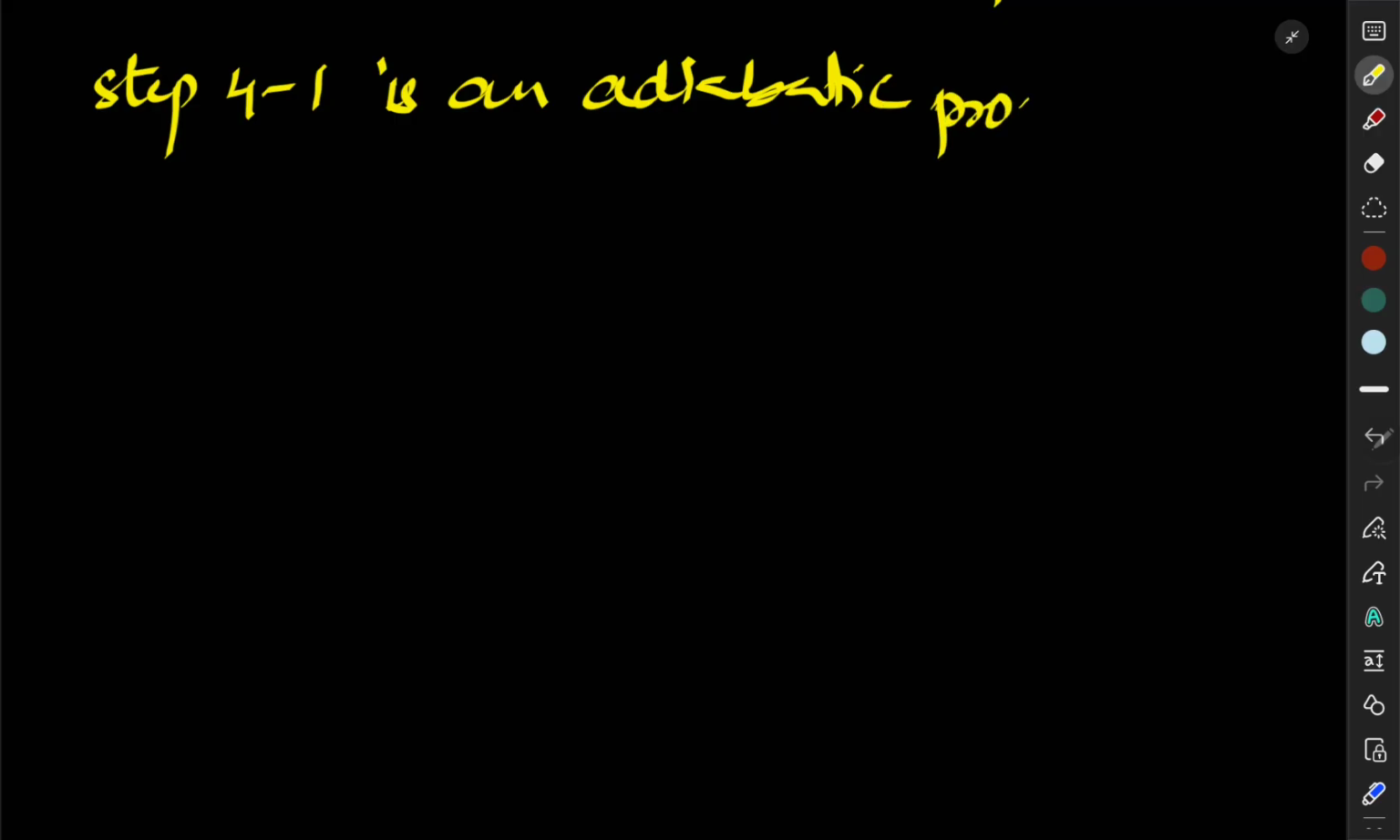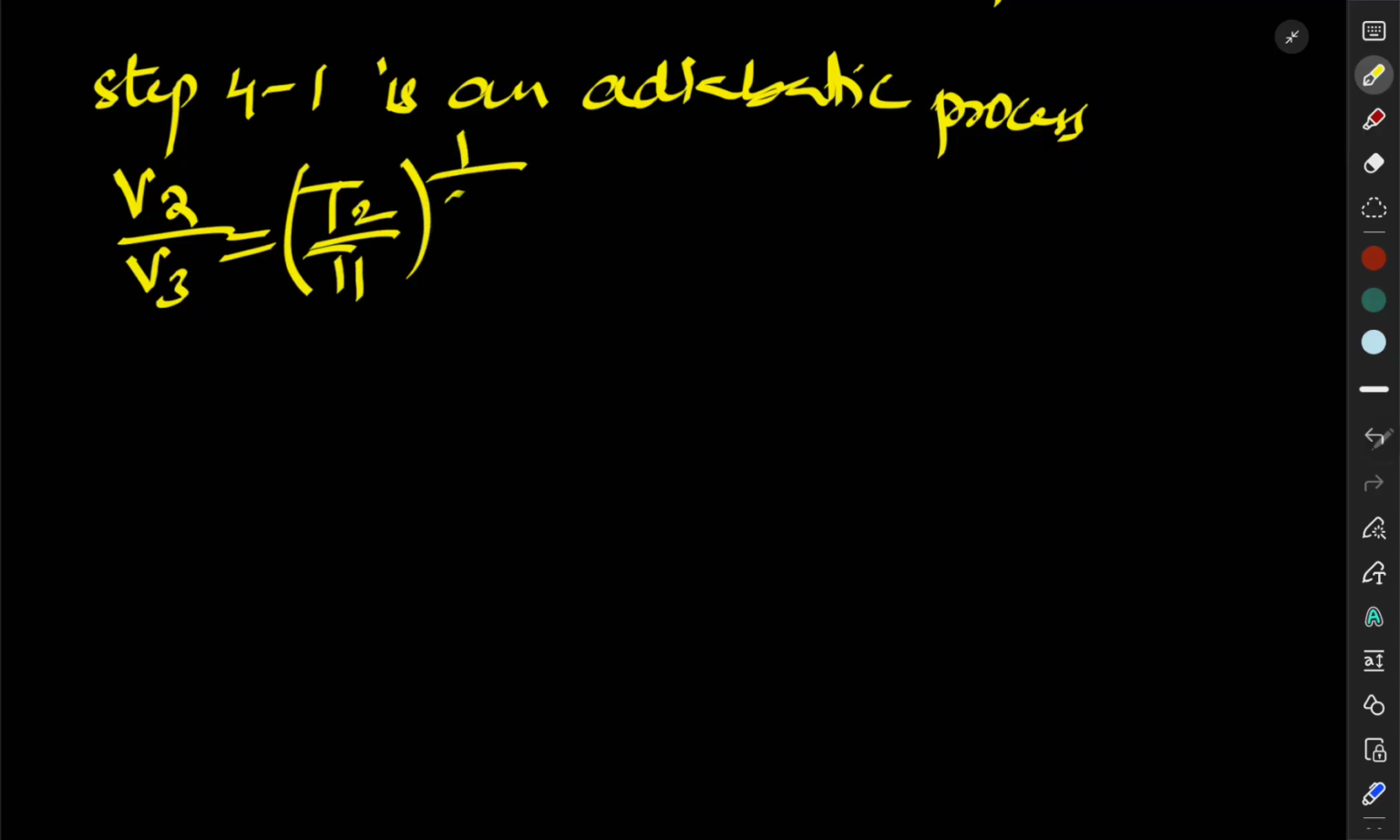Next, similarly, step 4 to 1 is also an adiabatic process. So here also we can write V2 by V3 is equal to T2 by T1 to the power 1 by gamma minus 1. So the equation before was V2 by V3. This is the equation that we got now.